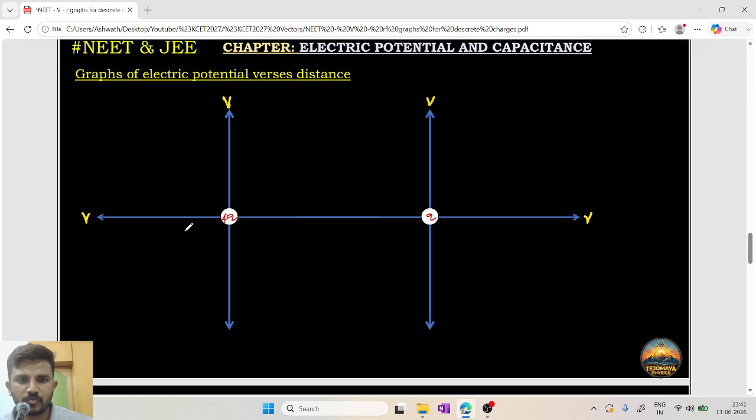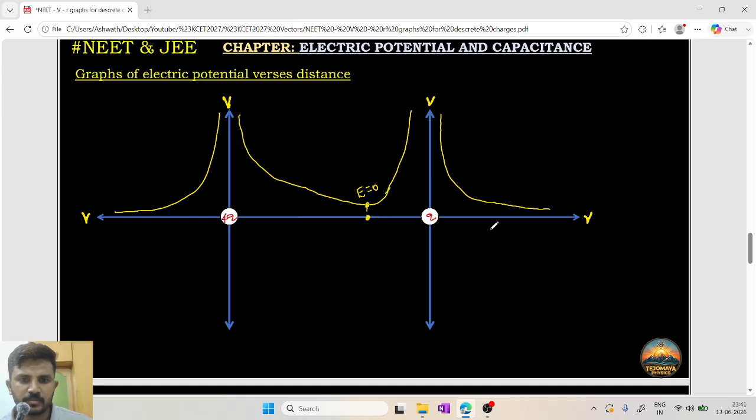Next, let us try for this 4q. So both are positive charges, so we will get a graph like this. So the lowest point for this will be this side, and it goes like this. So here the potential will be minimum, so the electric field is 0. This is the equilibrium point, but electric potential is not 0, and this side the graph goes like this.